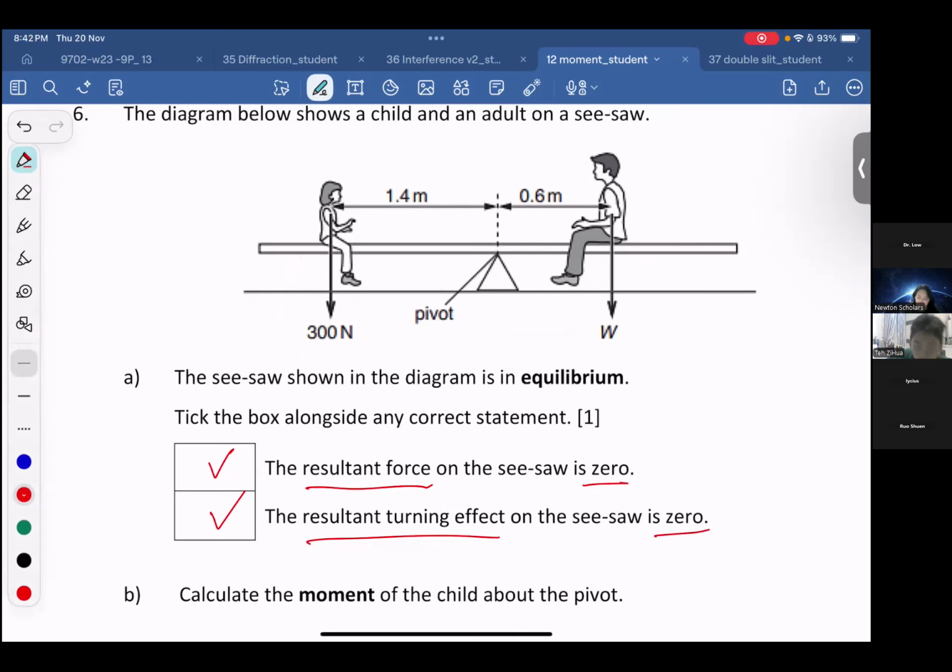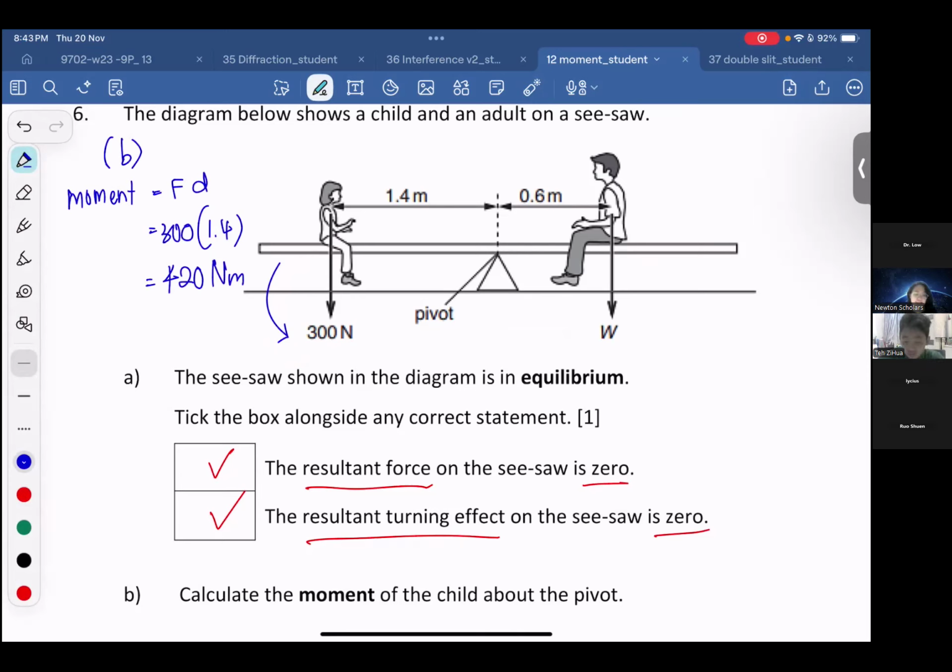It is turning anti-clockwise. So here, the moment for the child should be the force times distance. The force caused by the child is 300, distance to the pivot is 1.4. So your answer should be 420 Newton meter. This is the answer for question B.